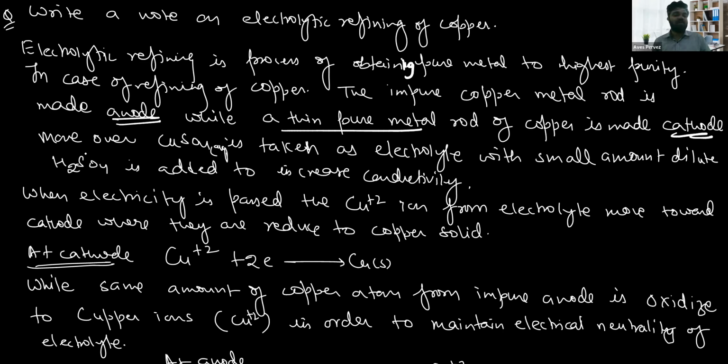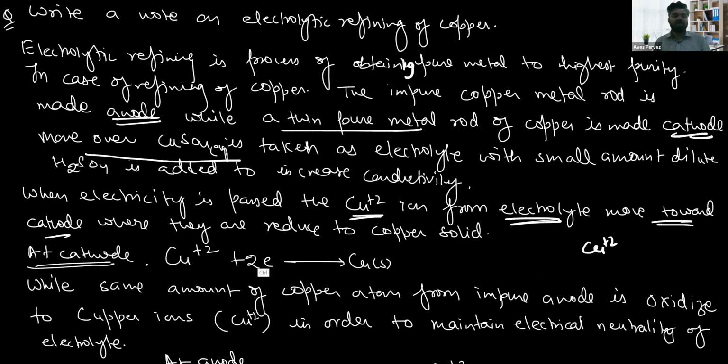So here, copper sulfate is taken as an electrolyte. The solution should be copper sulfate with a small amount of dilute sulfuric acid. We should add dilute sulfuric acid so that it increases the conductivity. Now, when electricity is passed, the Cu2+ ions from the electrolyte move towards the cathode, get deposited and are converted into solid copper.